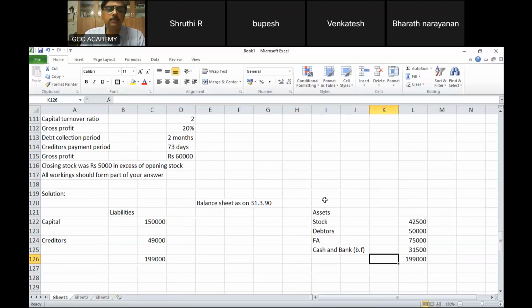Fixed assets to net worth 53.2%. Pro forma balance sheet, asset side. Sir, first fixed assets to net worth 53.2%. Okay, sir. Okay. Summary, pro forma balance sheet they have given.